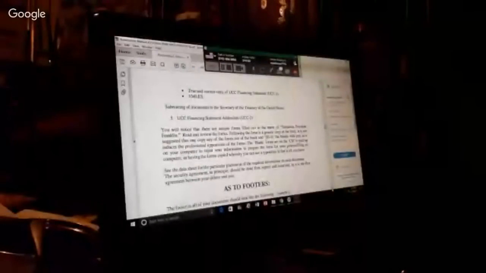The security agreement in principle should be done first, signed and notarized, as it is the first agreement between you and your debtor. All right.